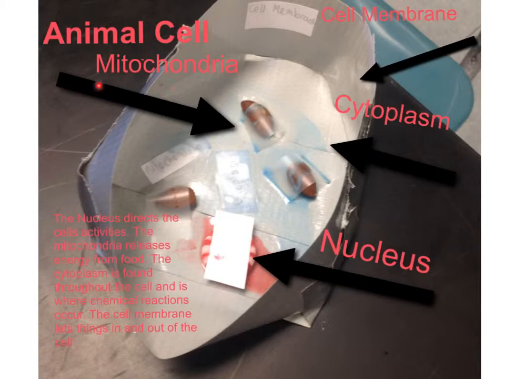This is an animal cell. This is the mitochondria, which releases energy from stored food. This is the cell membrane, which lets things in and out of the cell. This is the cytoplasm, this liquid around here, which is where chemical reactions happen and where everything is located in the cell. This is the nucleus, as you can see, sort of melted, but this controls the activities of the cell. So this is an animal cell. Yeah, that's pretty much it about the animal cell. Moving on.